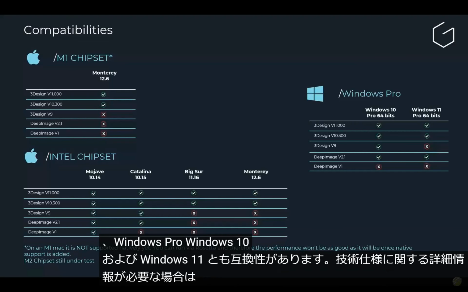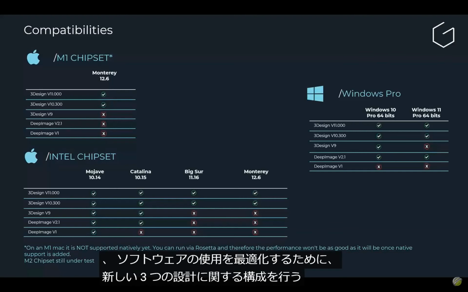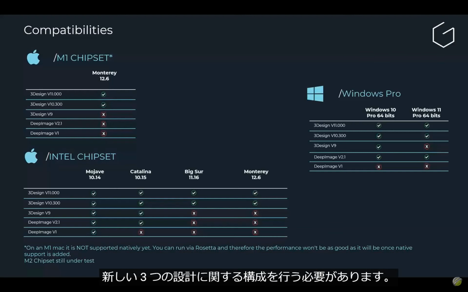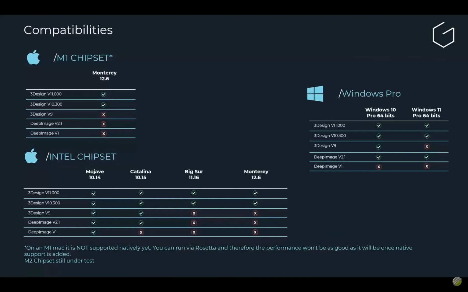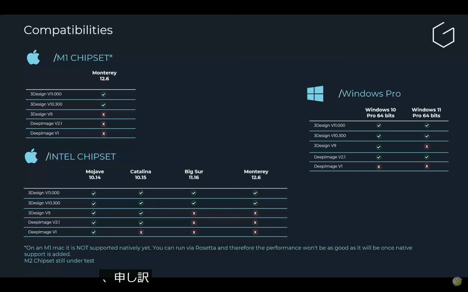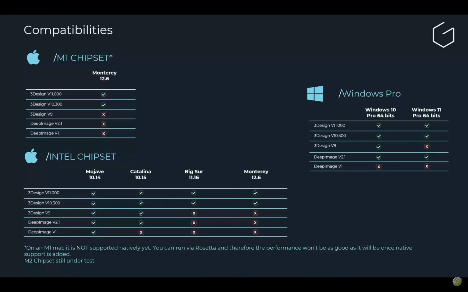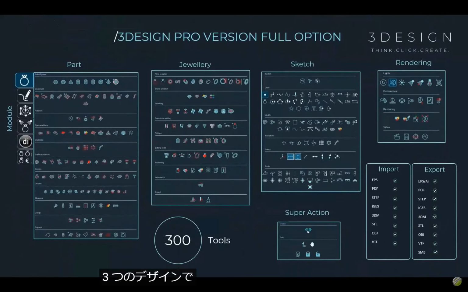If you want more information regarding the technical specifications, the configurations you need to have for 3Design to optimize the use of the software, everything can be requested from sales@type3.com if you have any questions regarding the hardware and the OS you want to use with 3Design.